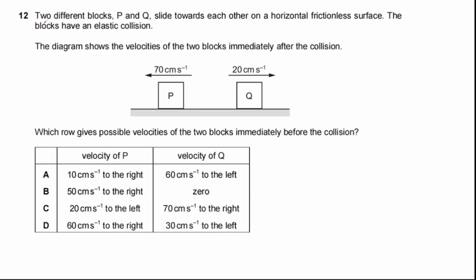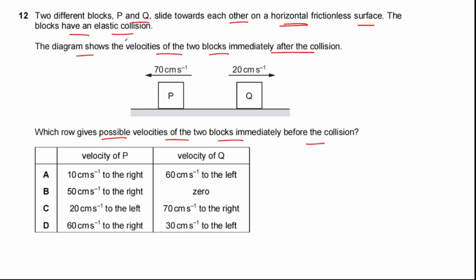Question number 12. Two different blocks P and Q slide towards each other on a horizontal frictionless surface. The blocks have an elastic collision. The diagram shows the velocities of the two blocks immediately after the collision. Which row gives possible velocities of the two blocks immediately before the collision?